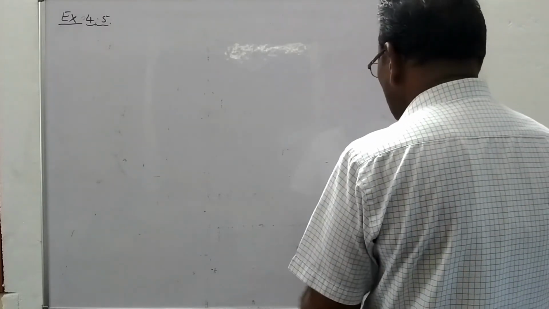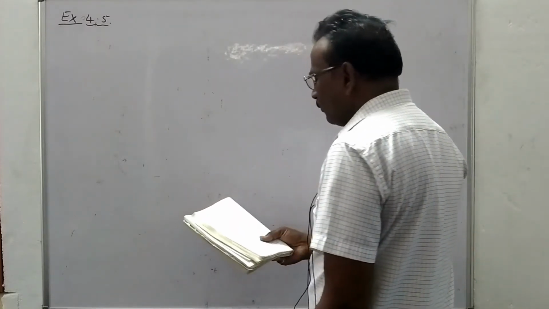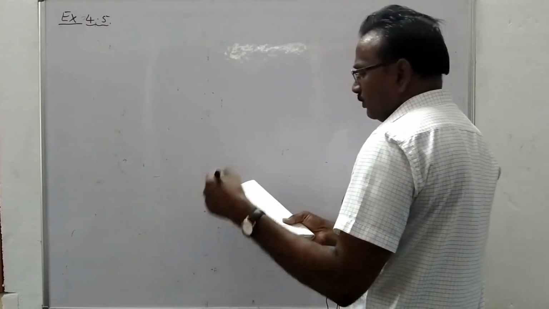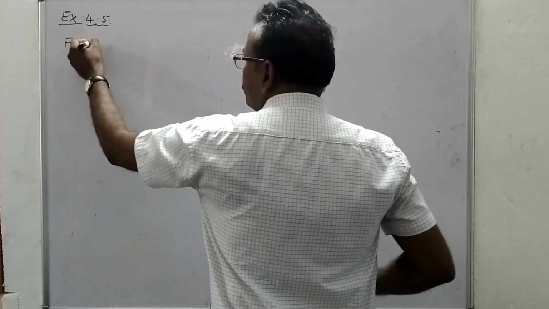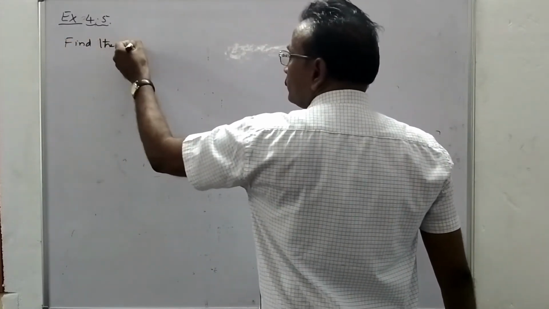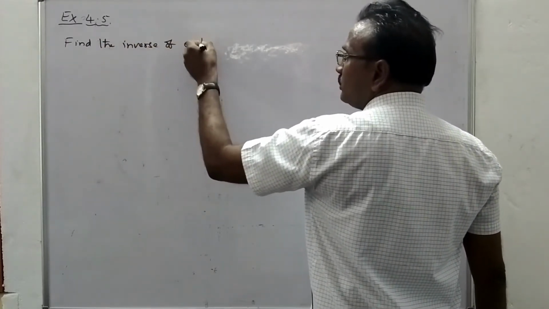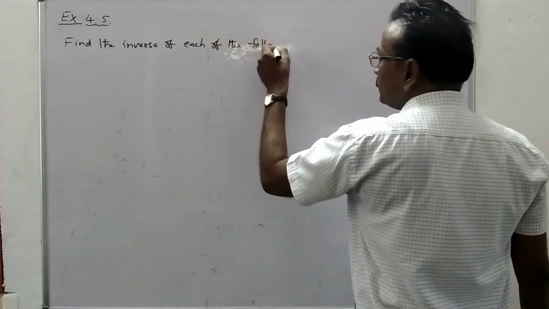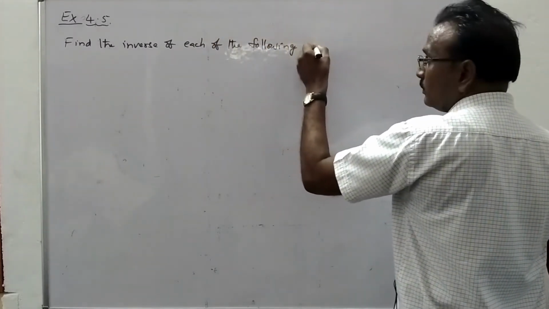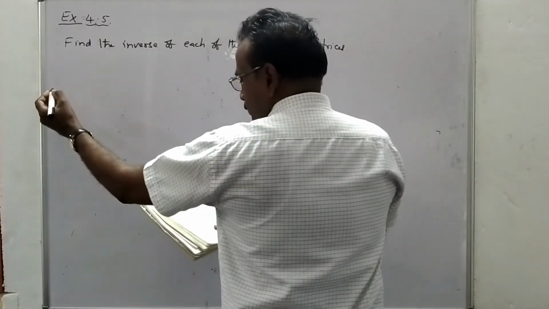Next, find the inverse of each of the matrices given in questions 5 to 11. So these problems say, find the inverse of each of the following matrices. The first one is question number 5.